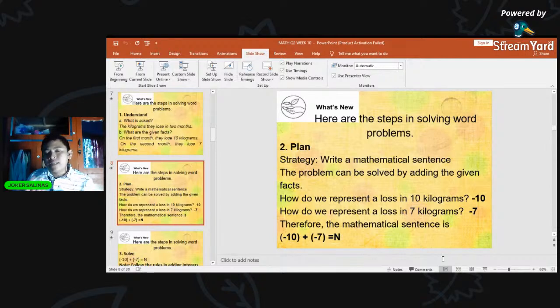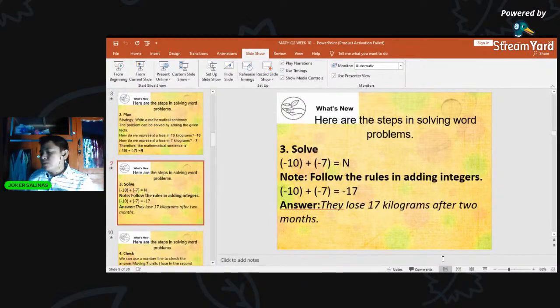Therefore, the mathematical sentence is negative 10 plus negative 7 is equal to n. You may use any letter, such as A, B, C, D, E, F, G, aside from letter N. After understand and plan, the next one is solve. Our mathematical sentence is negative 10 plus negative 7 is equal to n. To solve that, we need to follow the rules in adding integers.